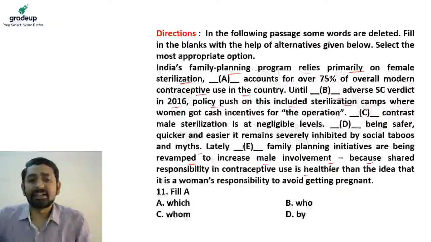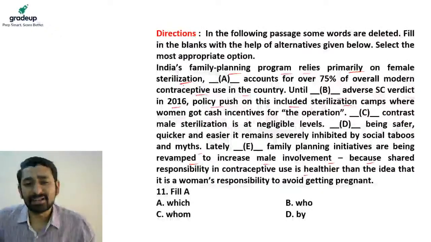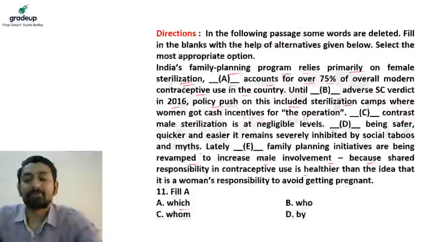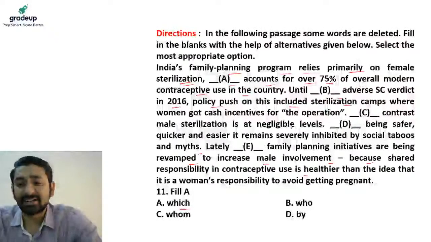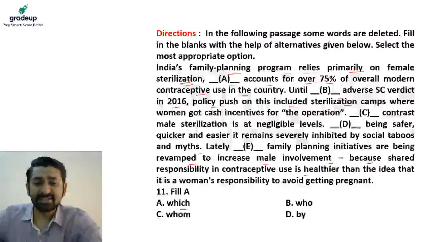It says, India's family planning program relies primarily on female sterilization. Dash accounts for over 75%. Which, who, whom or by? Many people have already started giving answers. People are saying A, absolutely correct. A is the correct answer.